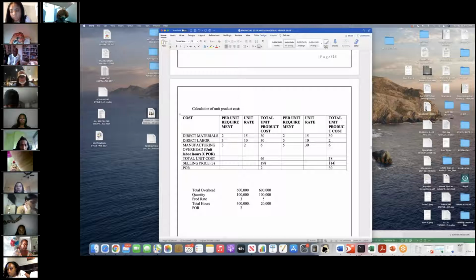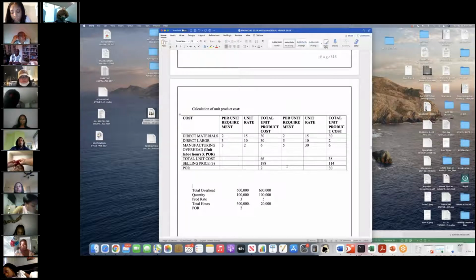$114, maybe? 114. Okay. So when you take a lot of hours to make it, your cost goes up, so your selling price goes up. But when you can make more than one an hour, the cost goes down, and the selling price goes down.